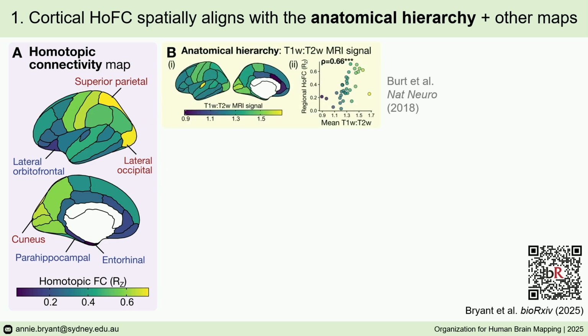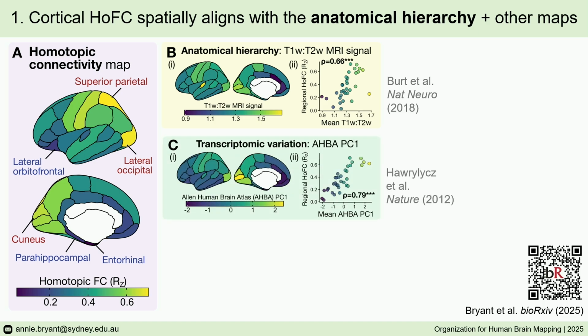And this pattern of spatial variation is significantly associated with key macroscopic gradients of structural and functional organization, including the anatomical hierarchy based on feed-forward and feedback laminar differentiation, and the first principal component of the transcriptome across the cortical sheet, which is derived from the Allen Human Brain Atlas to capture maximal variance in gene expression and provides a proxy for cell type distributions across the cortex. And note the positive correlations between homotopic coupling and both of these maps, which capture distinct physiological underpinnings but are closely related to and spatially aligned with each other.